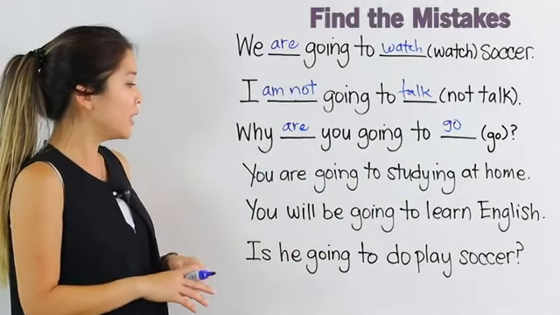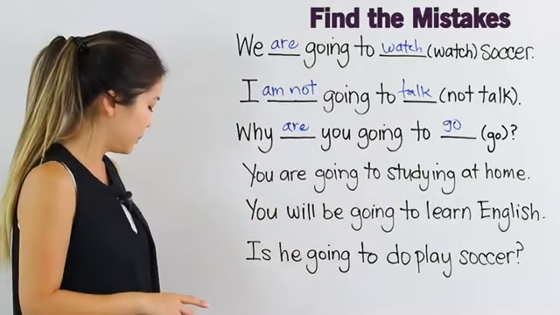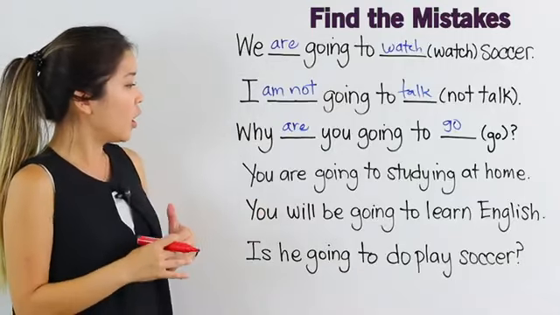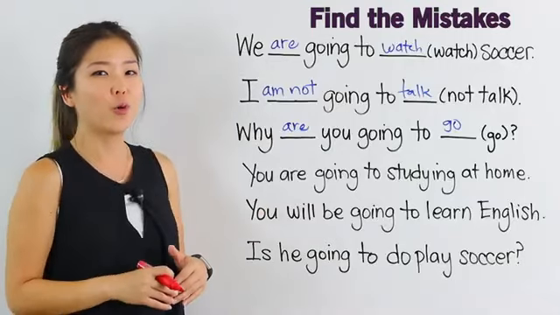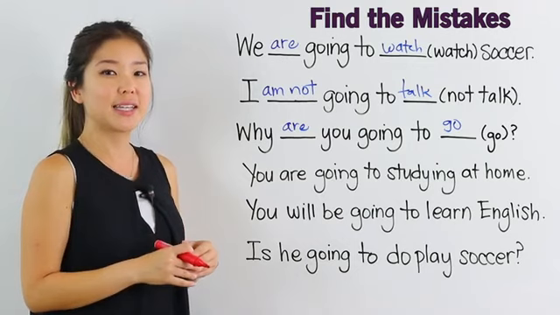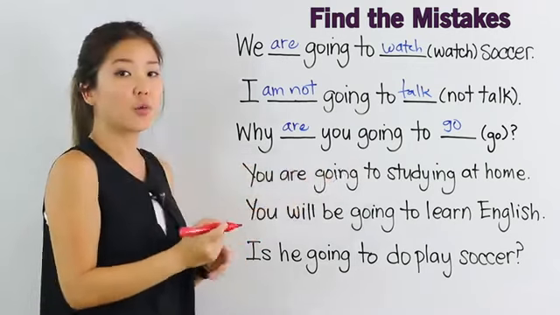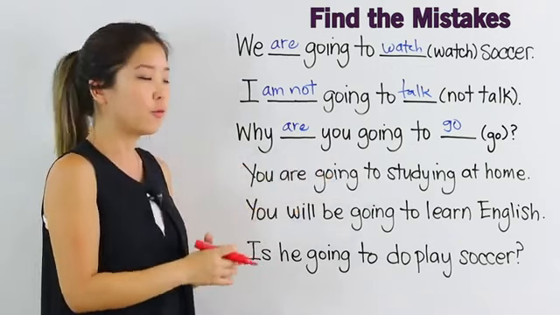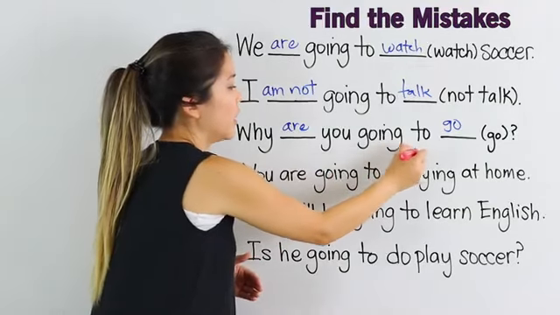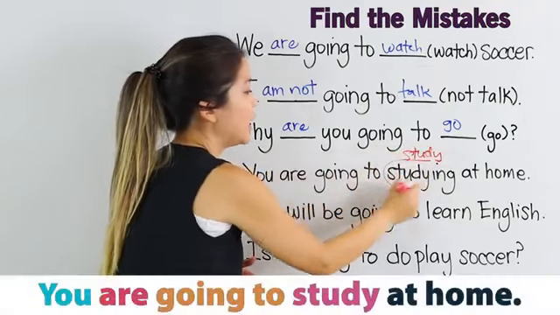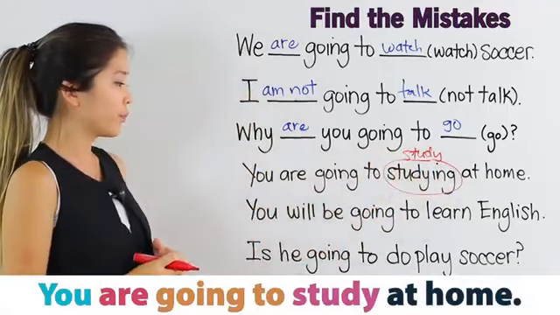Now, try to find the mistake in the next sentence. You are going to studying at home. Can you find the mistake? You are going to, that's correct, but we need the base form of the verb. You are going to study at home.